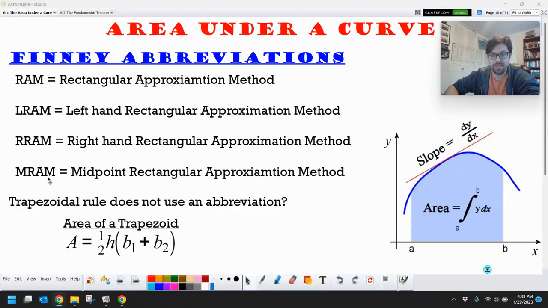Keep in mind these abbreviations. Finney isn't very clear about them. Larson is a lot more clear. LRAM is our left-hand rectangular approximation, RRAM is our right-hand rectangular approximation, and MRAM is our midpoint rectangular approximation. I don't think there's a TRAM, but I could be wrong about that. But you should know this area for trapezoid, because trapezoidal approximations get us to the actual area underneath our curve the fastest. However, they are more complicated to calculate. So sometimes just doing an LRAM or an RRAM is just about as accurate as we need to be.